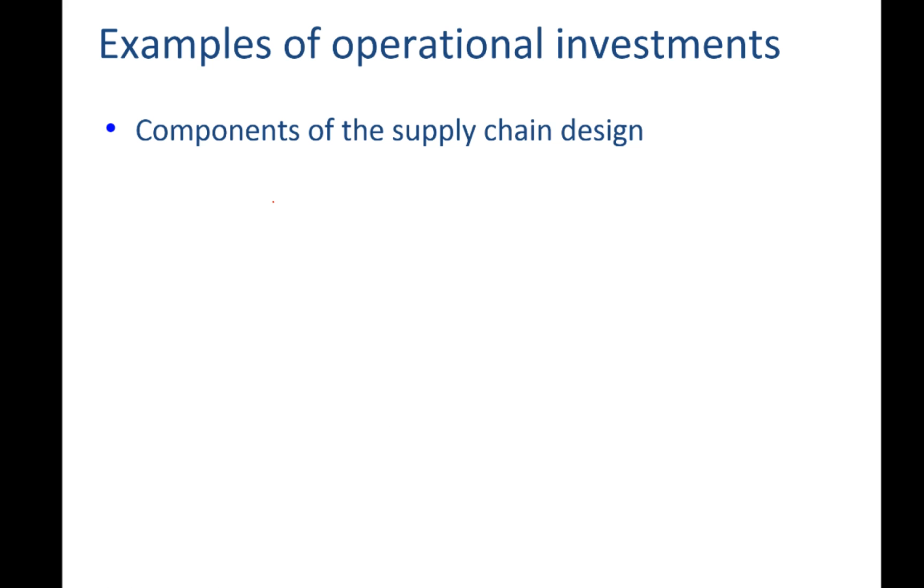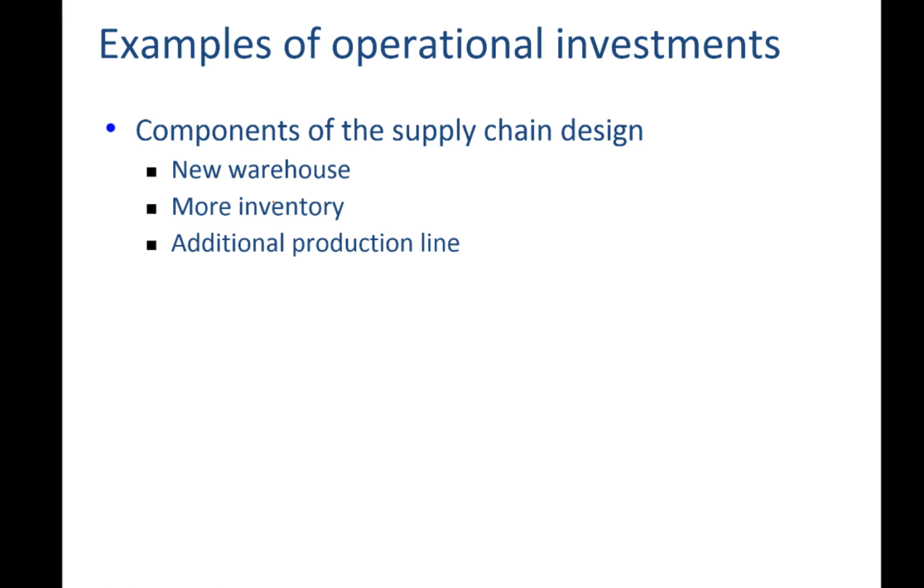I want to give a few examples of some of the investments we can make inside the firm. And these are, again, our components of our supply chain design. So, for example, we could add a new warehouse to be closer to our customers and provide them better service and then hopefully drive more revenue. We could also invest in more inventory, put more stock on the shelves, give our customers more selection, and therefore they'll make more purchases and, again, drive more revenue. We could add a production line and expand our manufacturing capacity and produce more goods and, again, drive more revenue. And you're seeing a theme here.